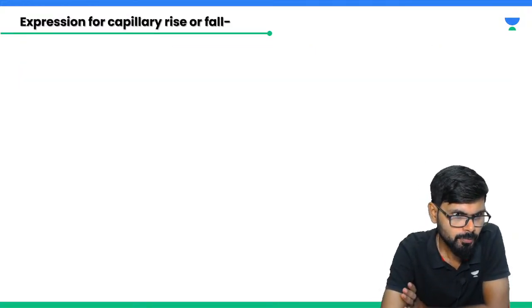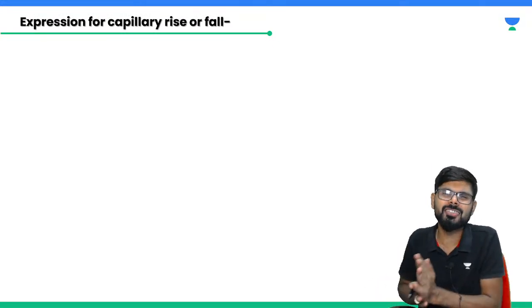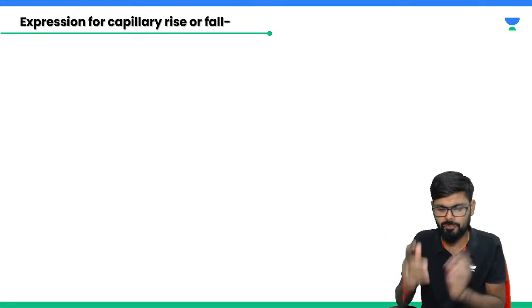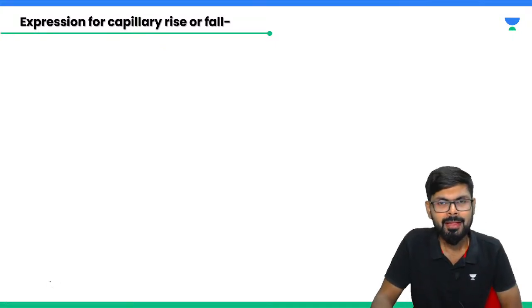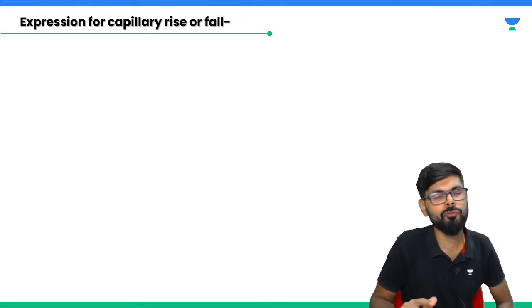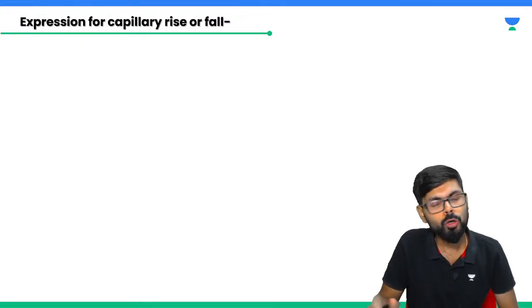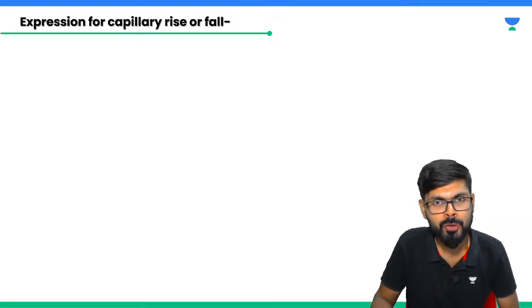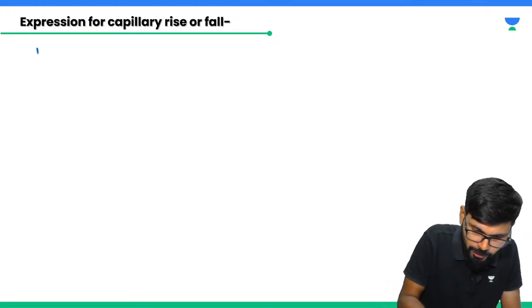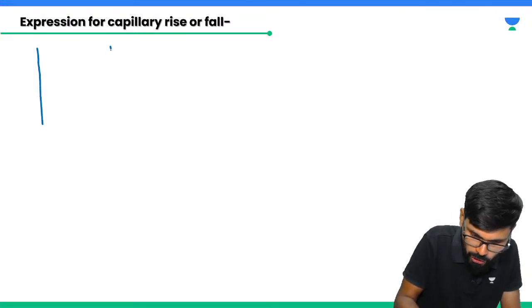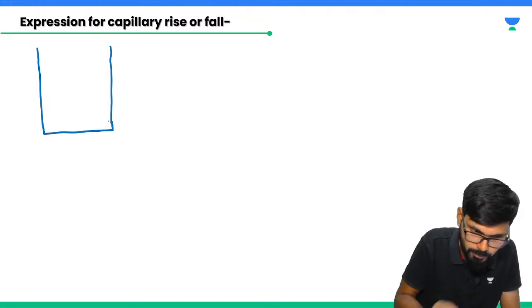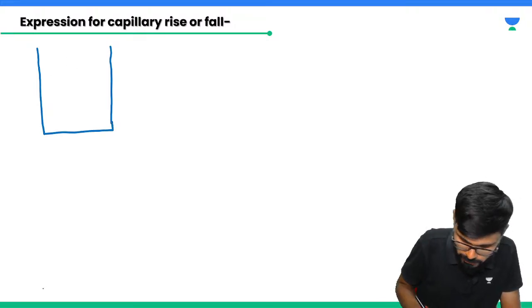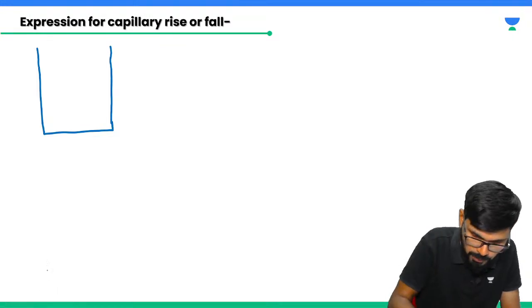Okay. Now I am going to find out, this is the only thing that is required from the GATE point of view, whether it is a capillarity rise or fall. For both the same formula is there. Only theta will change. So one value will come positive, one value will come negative. Just wait. So the expression for capillary rise or fall will be something like this. So suppose here we have a surface.